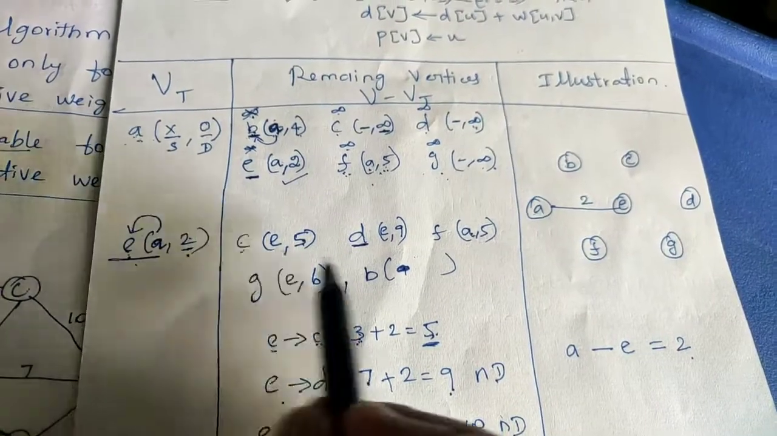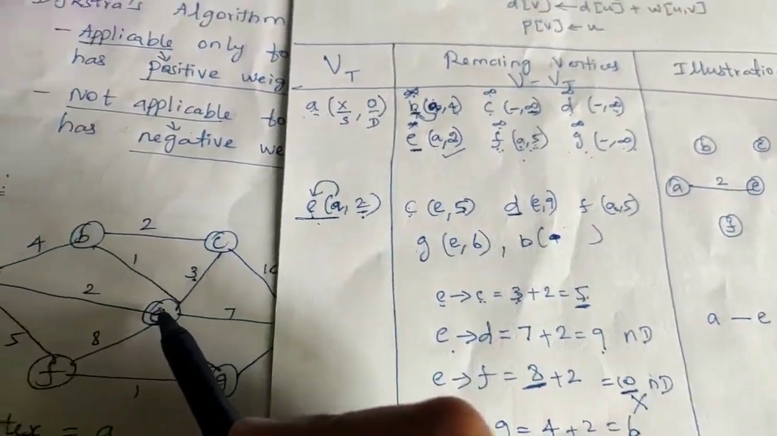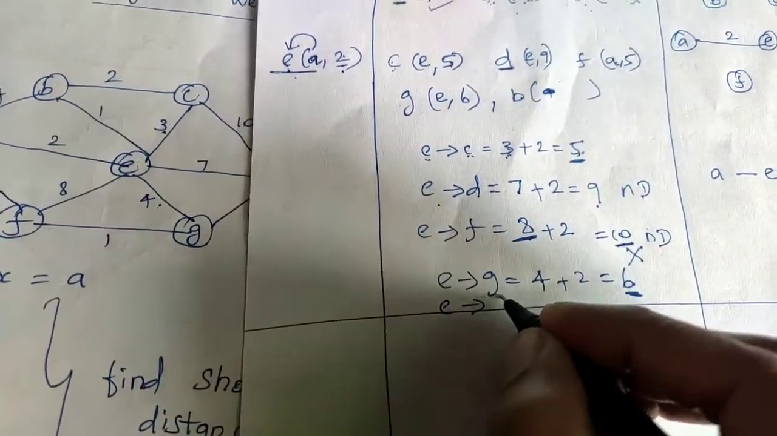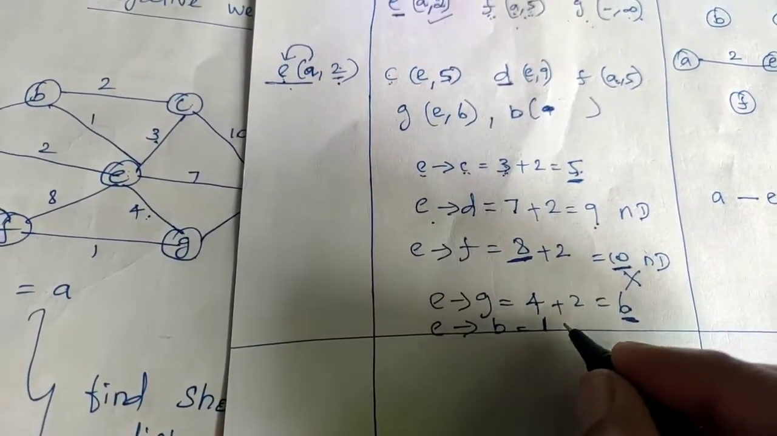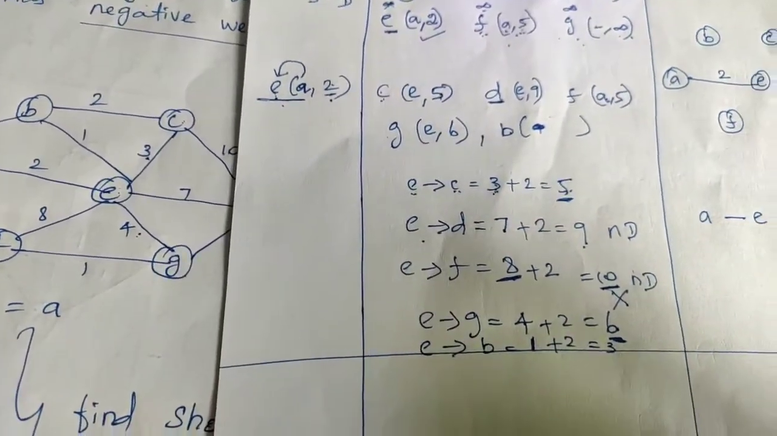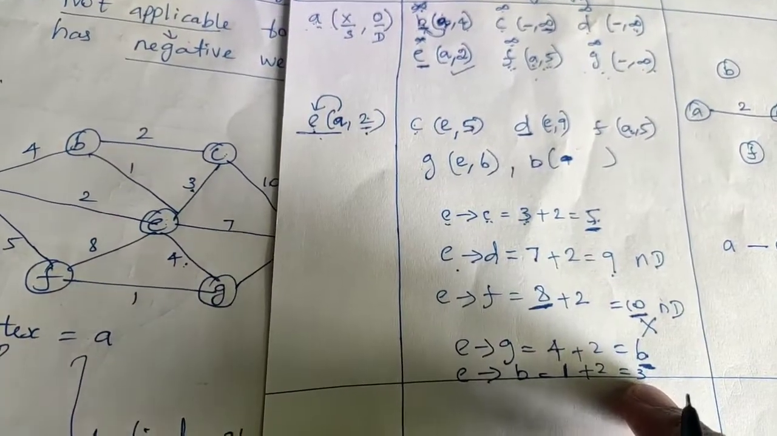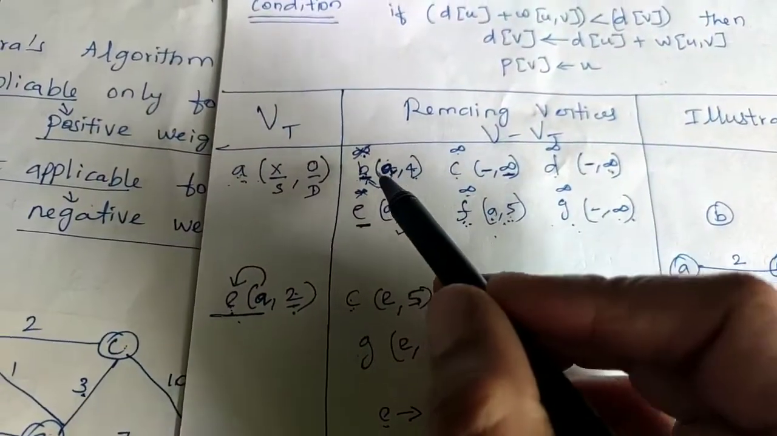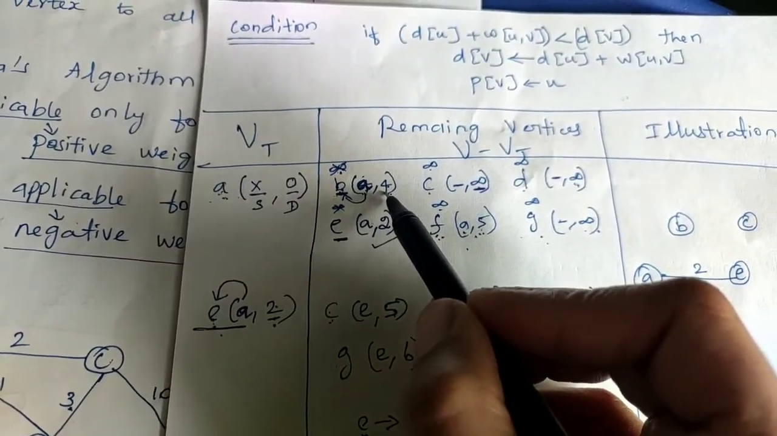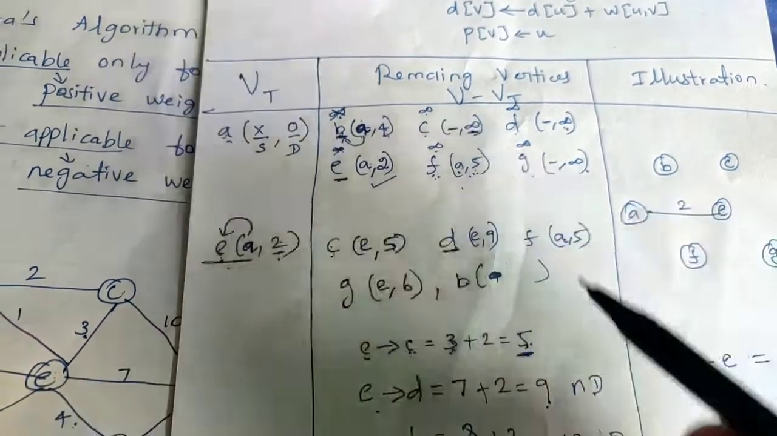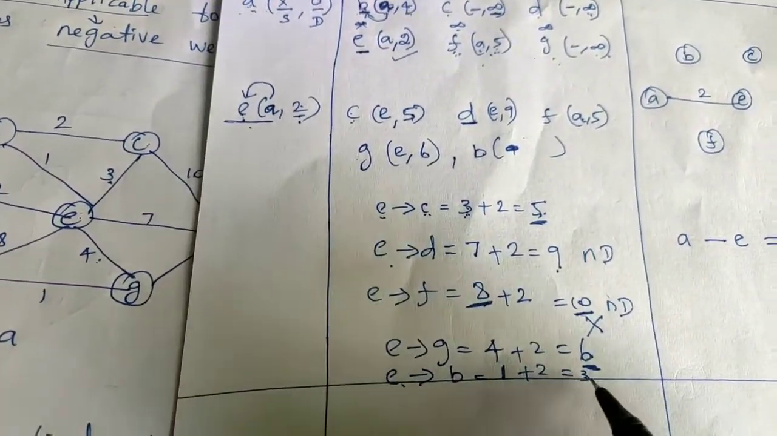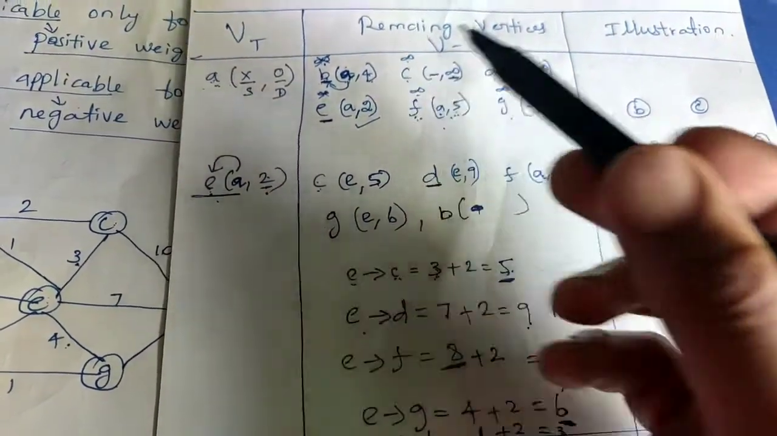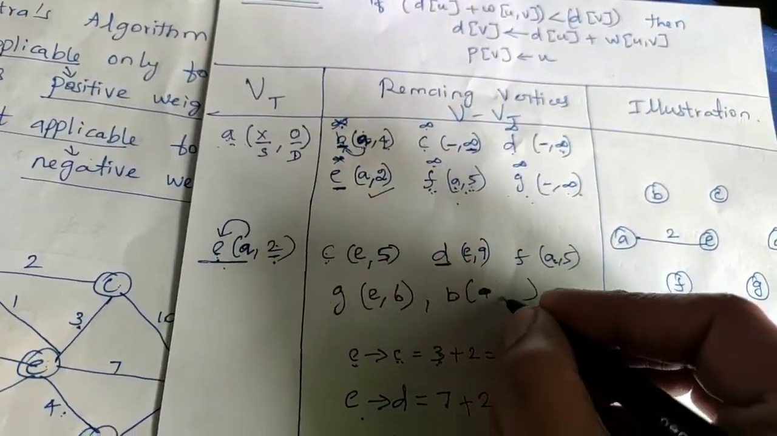So let us try for E to B. E to B you have a distance as 1. 1 plus 2 it will be 3. So this is the newly calculated distance. And what is the existing distance of the vertex B? Existing distance of the vertex B is 4, but newly calculated distance through E is 3. So 3 is less than 4. So I need to update the vertex B.